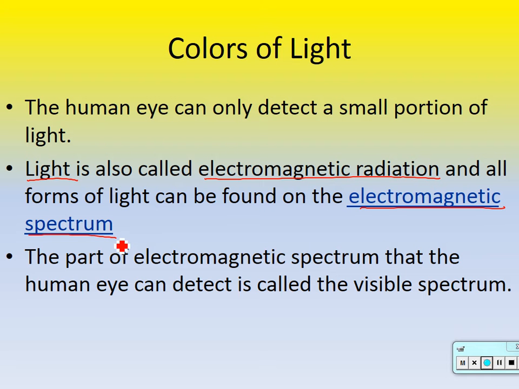The part of the electromagnetic spectrum that the human eye can detect is called the visible spectrum. I'll show you a picture of that on the next slide. So that small portion that we can see is called the visible spectrum. Okay.